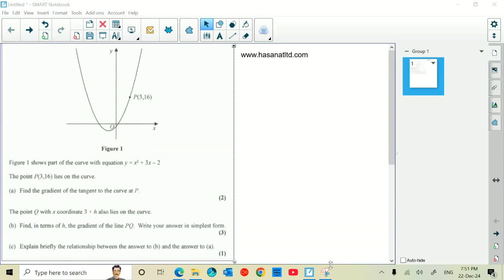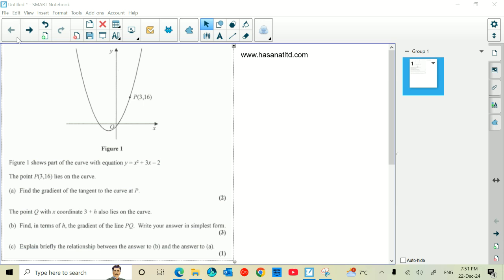Hello and welcome back. And here's another question on differentiation for 5 marks. Without further ado, let's do the math.